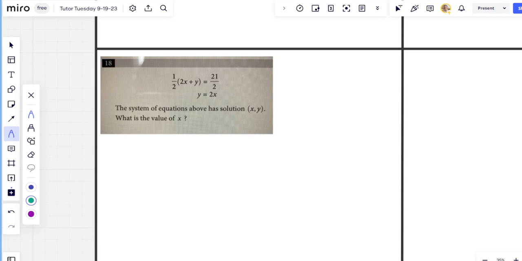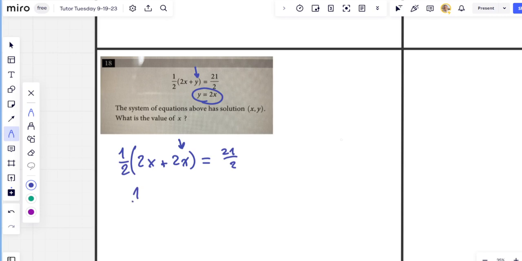All right, the system of equations above has solution x comma y. What is the value of x? Well, we have this definition that y equals 2x. So I think we can really easily just substitute that in there. In 1/2 2x plus y, the definition of y in terms of x is just y equals 2x. So you'll notice I substitute in for y right here. And that equals 21 over 2.